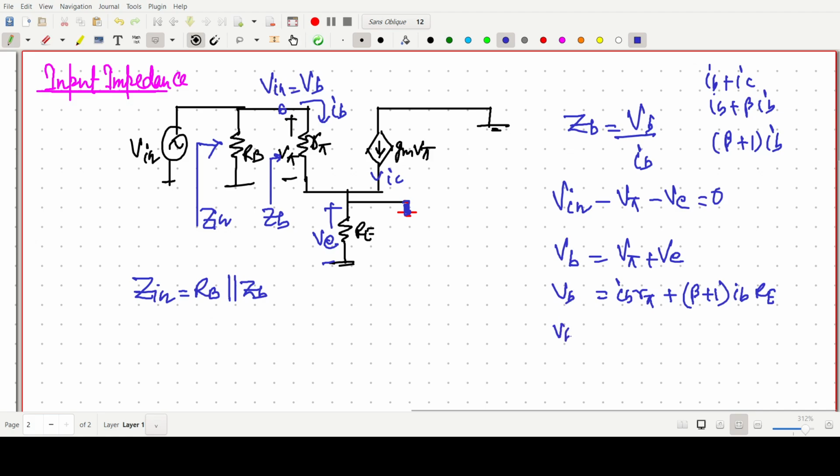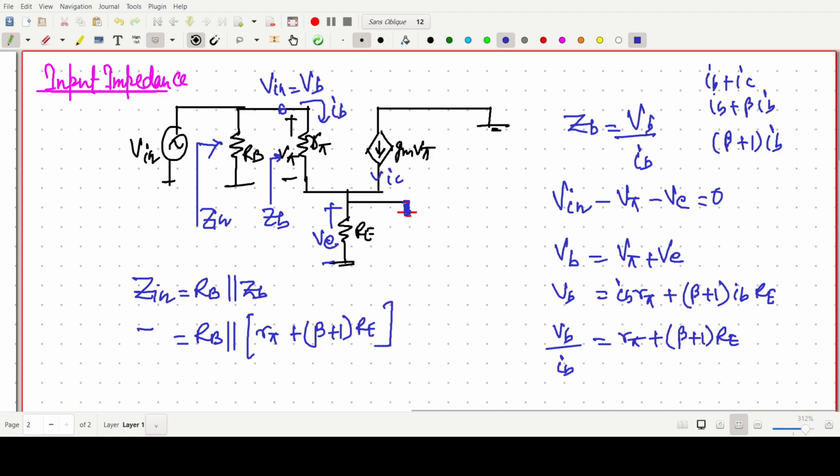So this VB by IB will be R pi plus beta plus 1 RE. So this overall impedance will be R pi plus beta plus 1 RE. So this one is the input impedance calculation for this common collector configuration. So now, summary.